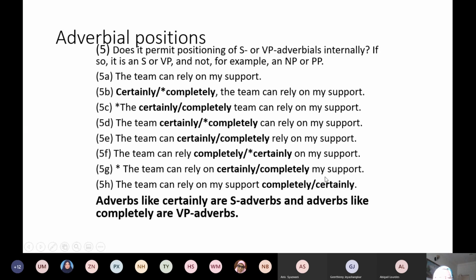So certainly and completely cannot happen with a noun phrase. But for a preposition, like 5F, it's allowed for completely, but not for certainly. And then the last one, the team can rely on my support completely. Okay. The team can rely on my support certainly. Okay. So we look at the behavior of completely and certainly.